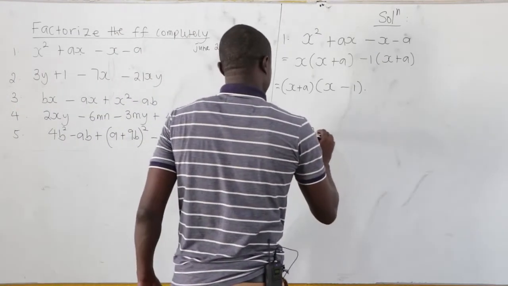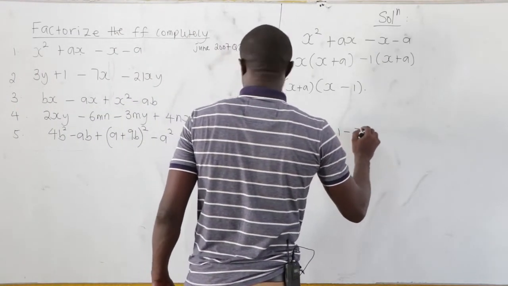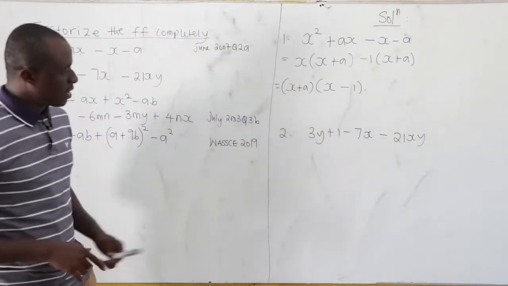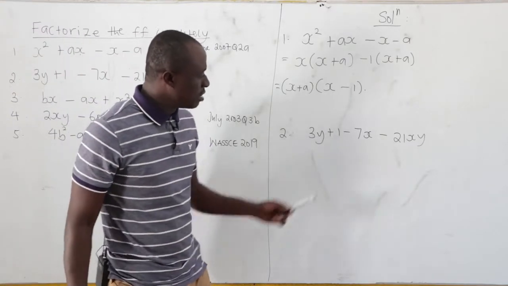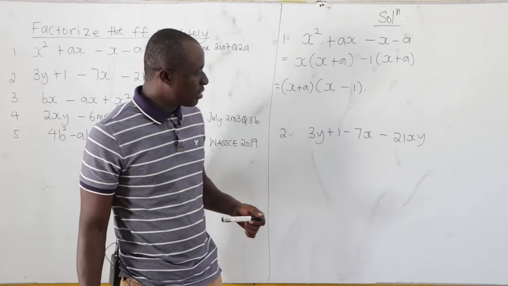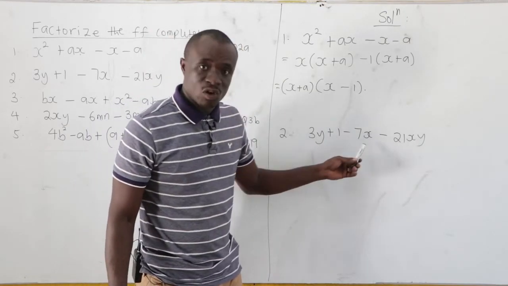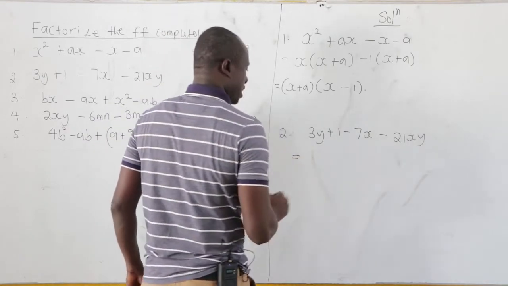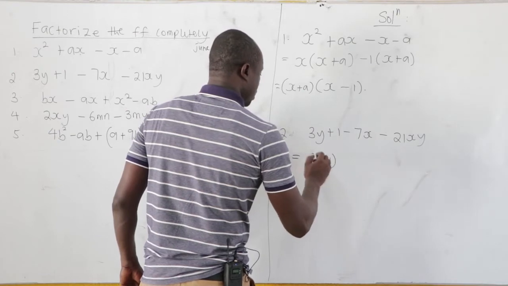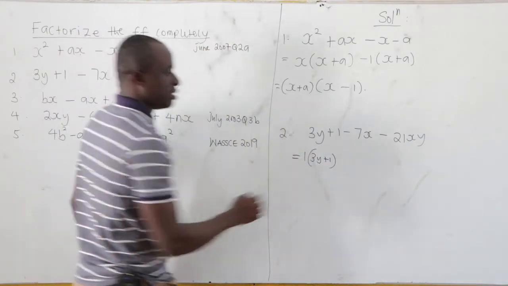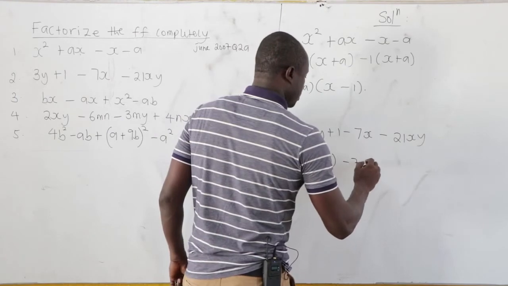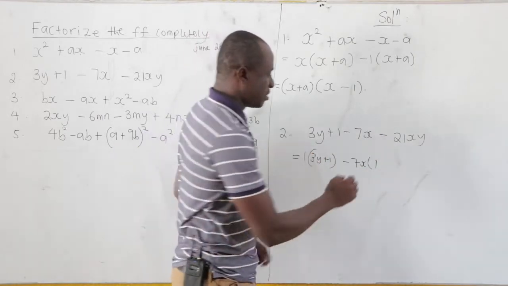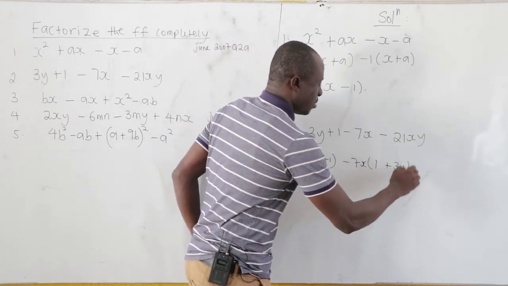Now let's see the second question. We have 3y plus 1 minus 7x minus 21xy. Here we have 3y plus 1. Let's see if we can get the same 3y plus 1 over here. Clearly 7x is common. Factorize 7x out and then we can get our 3. From here, let's bring our equal to. We have 3y plus 1. Now here we can take negative 7x out, and what do we have left? We have 1, because the negative 7 is out, here you get plus 3y.